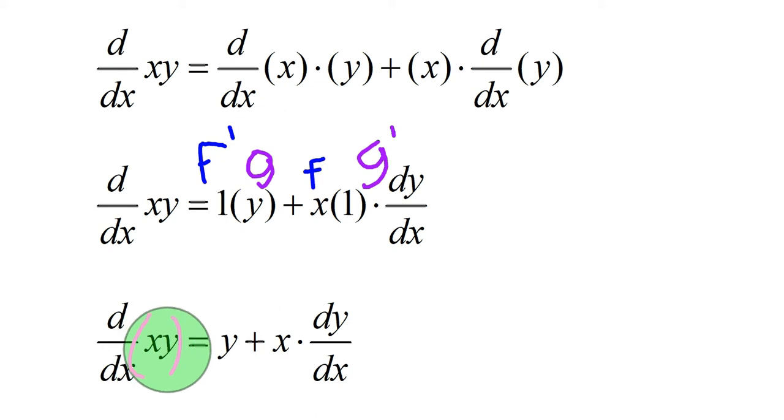Your y would be fine as far as not having to do implicit differentiation. Your x would be different. The derivative of that would be 1 times dx/dy, which would look weird, but that's what it would be.